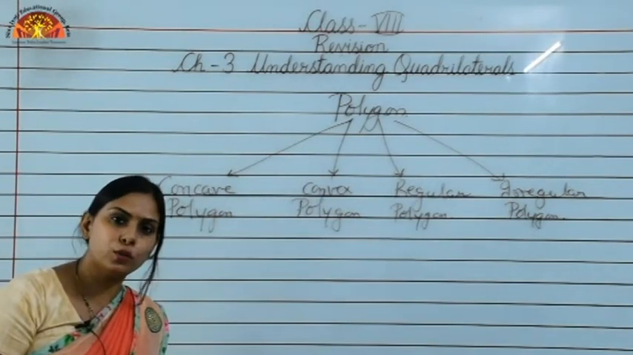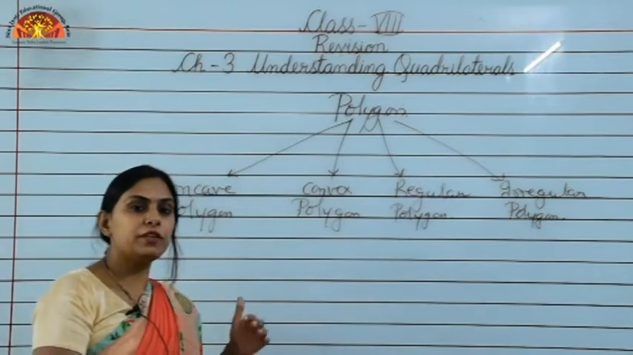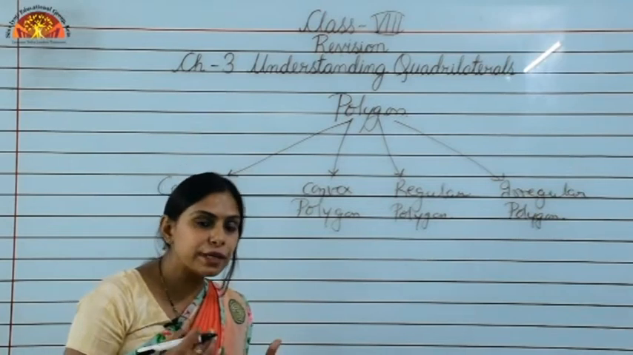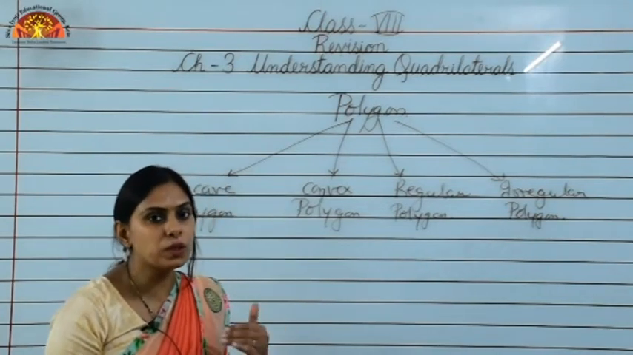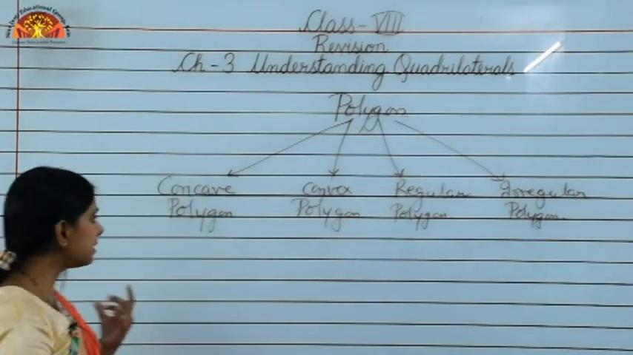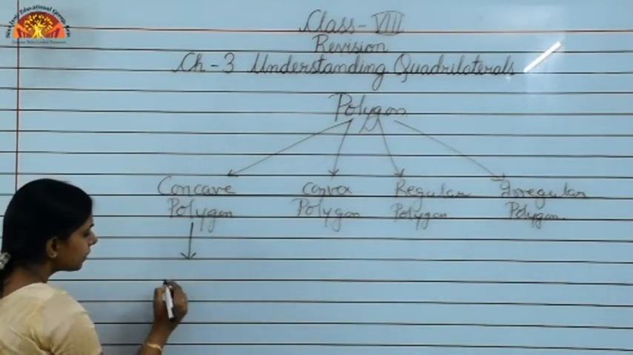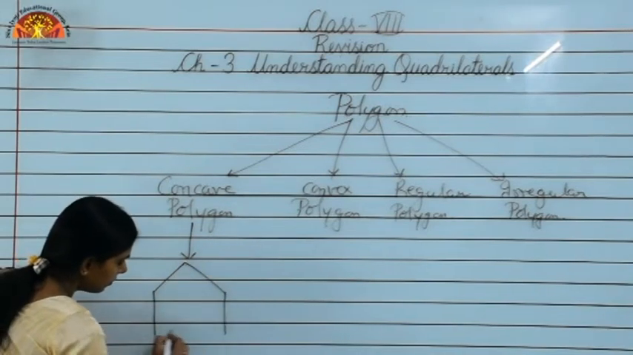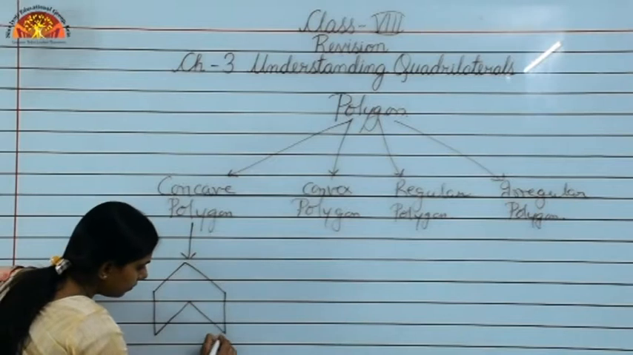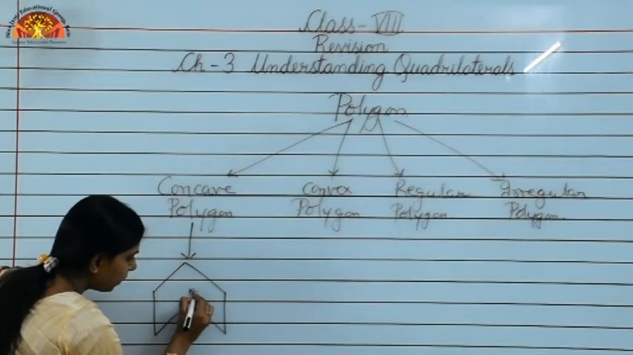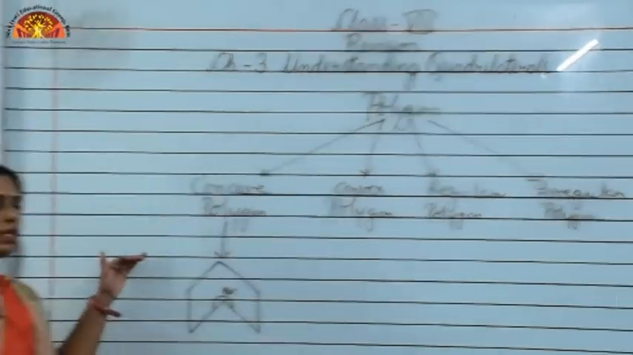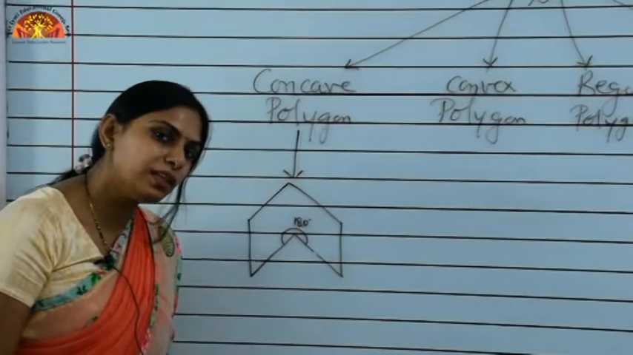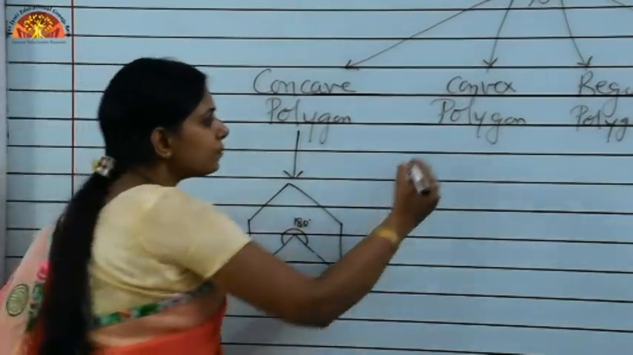Now let us discuss what is a concave polygon. A polygon in which at least one of the angles is greater than 180 degrees is known as a concave polygon. Let's understand this in a better way with the help of an example. Just see the figure over here. So this angle is greater than 180 degrees. So a concave polygon is a polygon in which at least one of the angles is greater than 180 degrees. Got it?